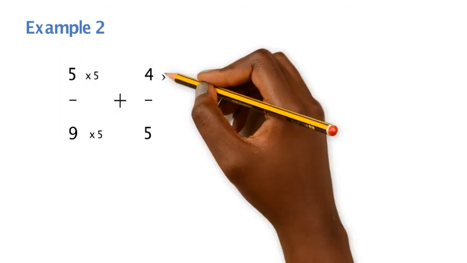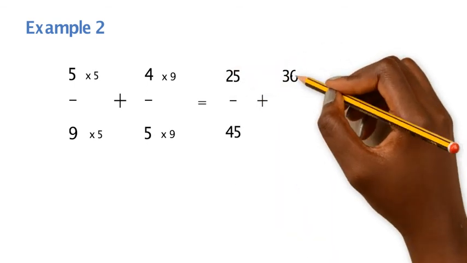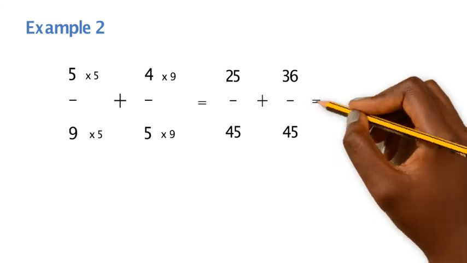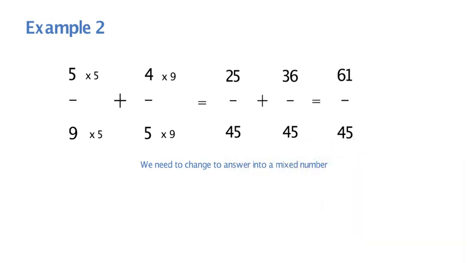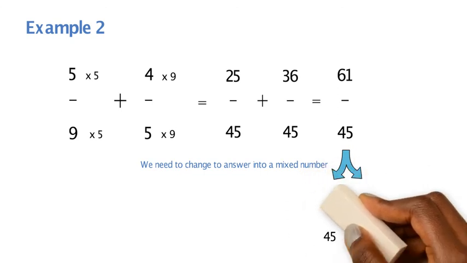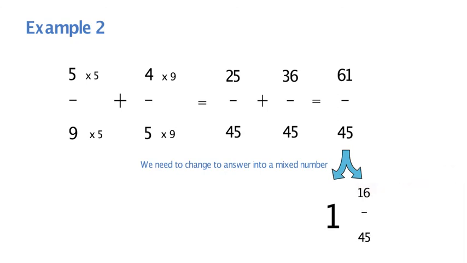Another example. If we have 5/9 and we add that to 4/5, multiply the 5/9 by 5, multiply the 4/5 by 9, and you end up with 25/45 plus 36/45, and this leaves you with 61/45. So we need to change this to a mixed number. If we split it up, you'd end up with 45/45, which is the same as 1, because we know 45 divided by 45 is 1. And you would have 16/45.